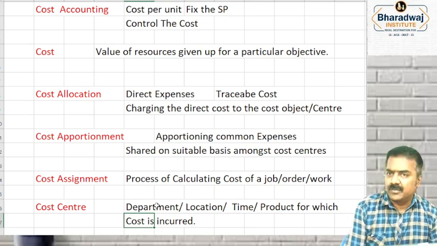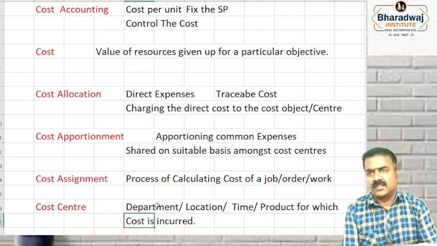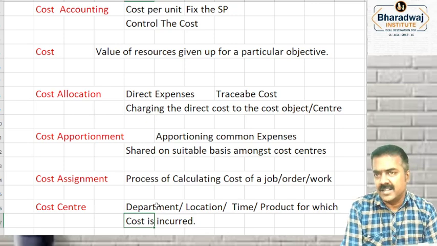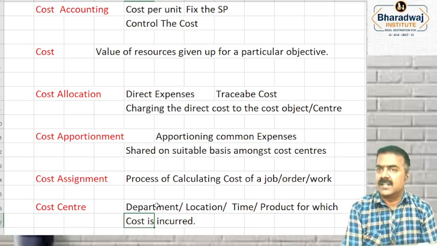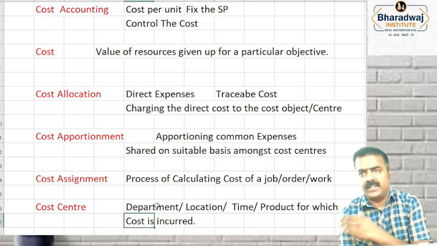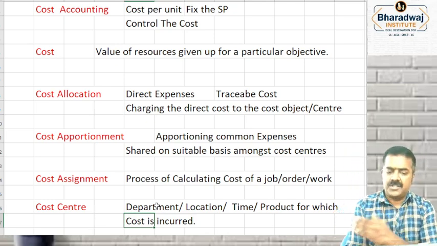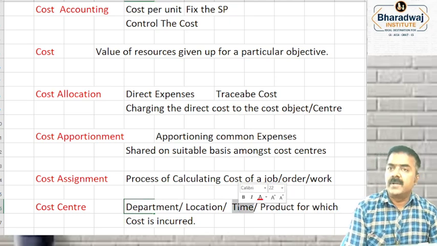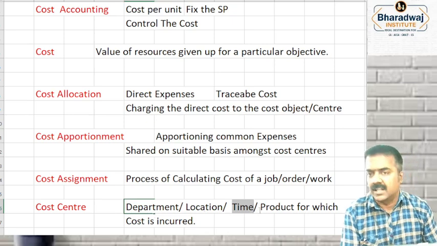Let us take the factory of TVS Motors. They have factories in four or five places. Each factory is a cost center. Each location is a cost center. Let us assume the factory operates in morning shift, evening shift, night shift. Each shift will become a cost center. A time-based cost center can be there.